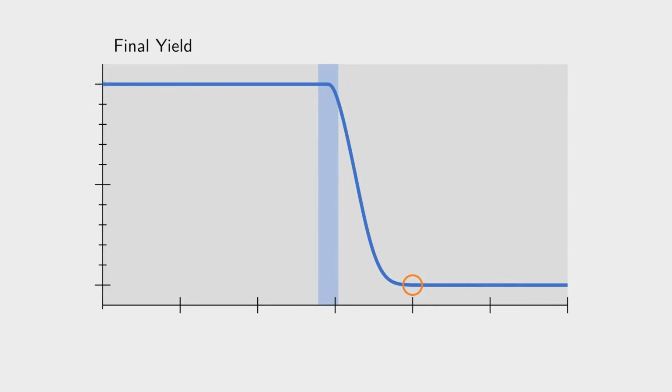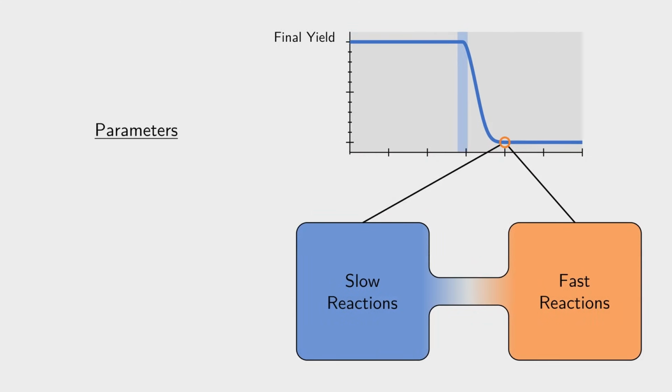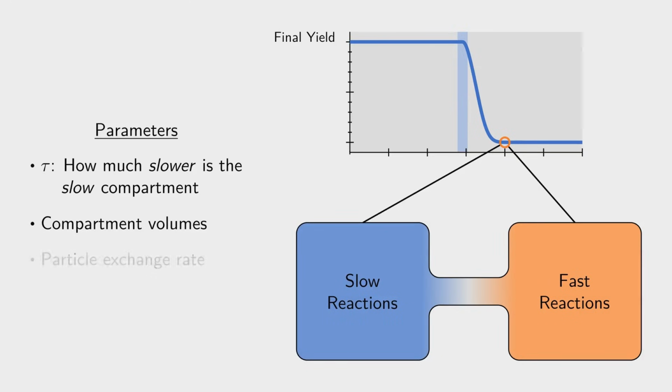To answer this question, we turn back to our simplified two-compartment model. We assume that the chemistry in both compartments leads to the same suboptimal nucleation to growth ratio, but in one compartment, both nucleation and growth are fast, whereas in the other compartment, both reactions are slow. This leads to three important parameters: tau, which describes how much slower the reactions are in the slow compartment, and the two geometric control parameters, namely the compartment volumes and the rate of particle exchange between compartments.